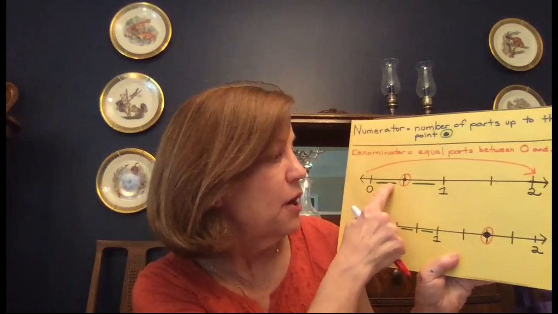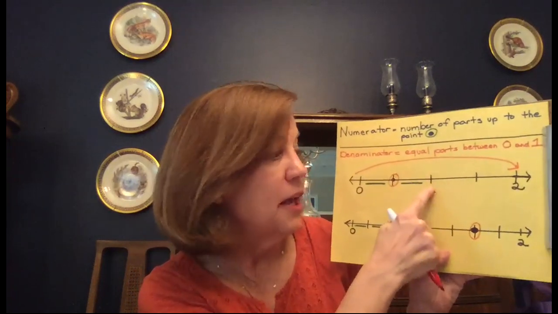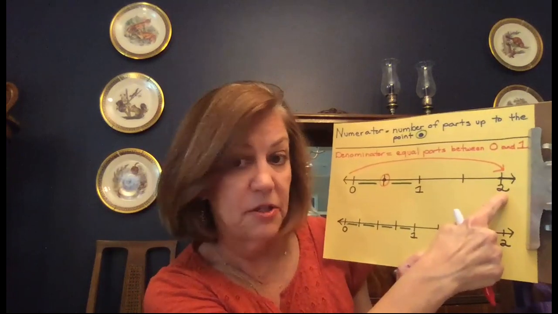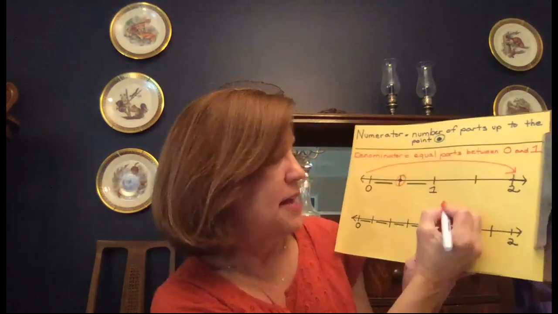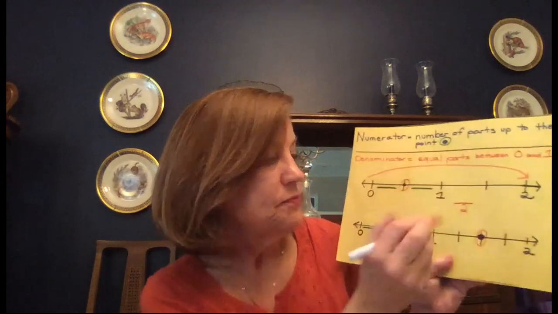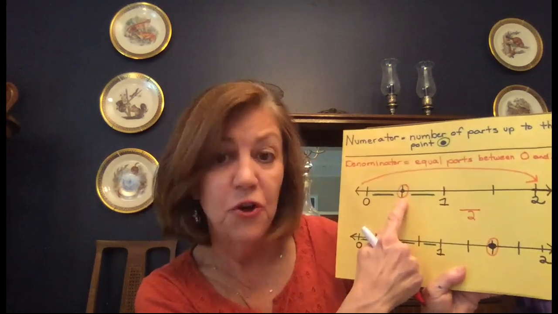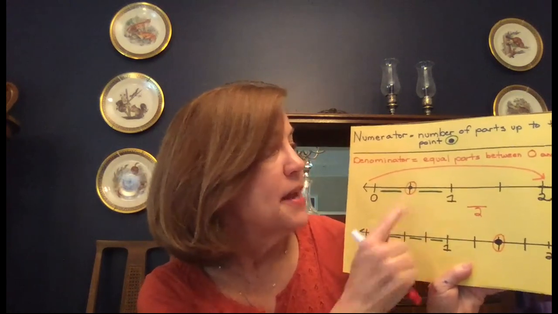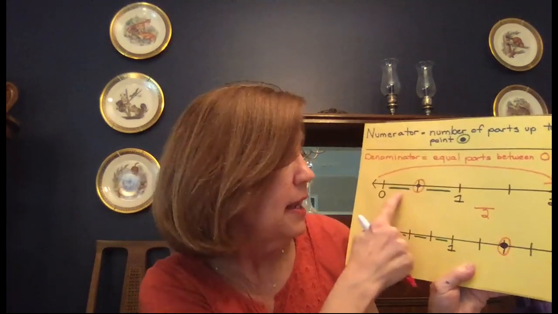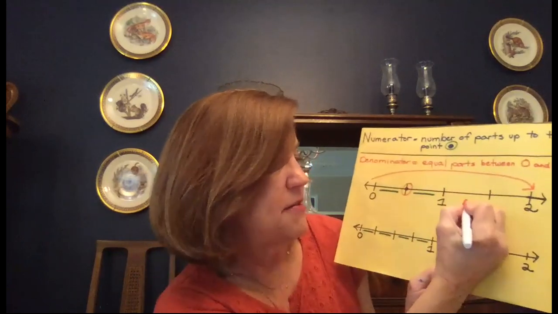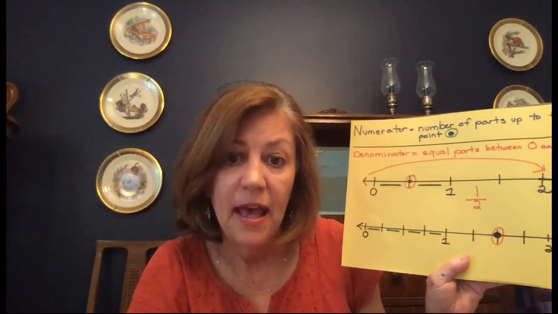So there is 1 and 2 equal parts. We only go to 1 even though this number line goes to 2. Okay, we will always do that. Don't let that trick you. Okay, so that is our denominator, 2. Now we need to determine where this point is, and that is our numerator. And the numerator is the number of parts up to the point. And there's only 1 part right here, 1 little part. So that is our numerator. And so this point is 1/2.